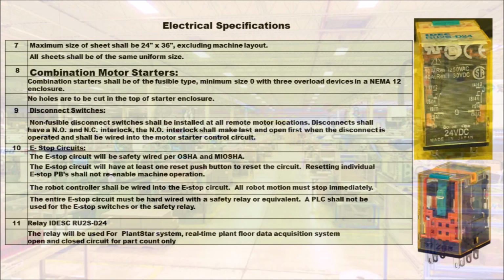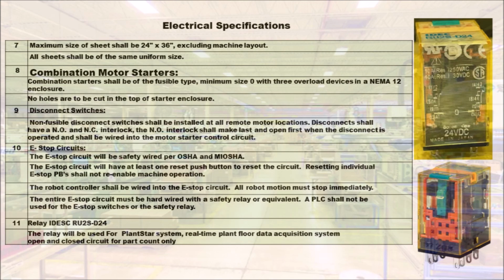Combination motor starters. Combination starters shall be of the fusible type, minimum size 0 with 3 overload devices in a NEMA 12 enclosure. No holes are to be cut in the top of starter enclosure. Disconnect switches. Non-fusible disconnect switches shall be installed at all remote motor locations. Disconnects shall have a NO and NC interlock. The NO interlock shall make last and open first when the disconnect is operated and shall be wired into the motor starter control circuit.